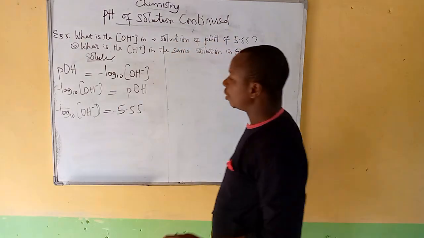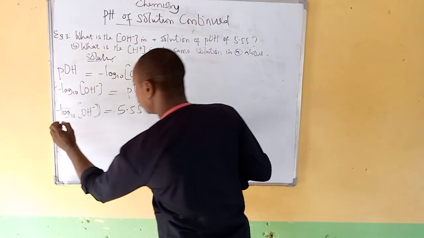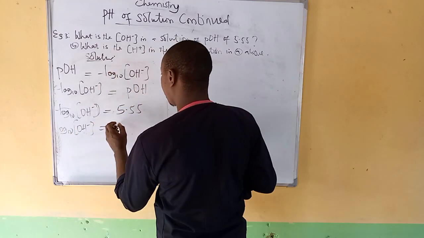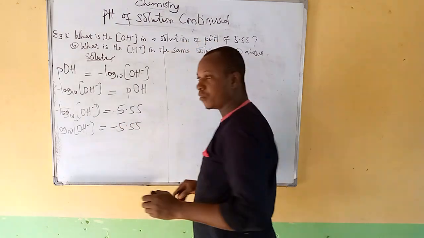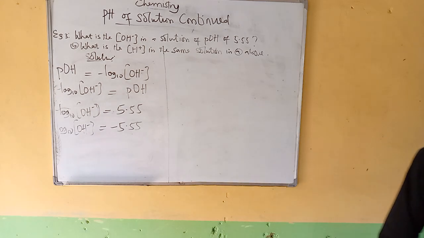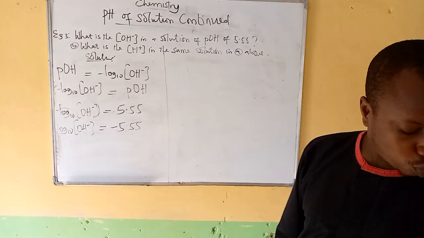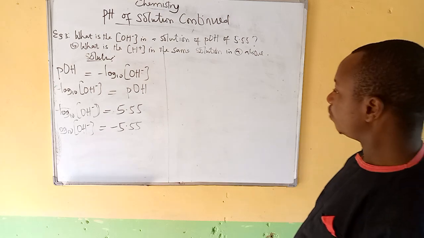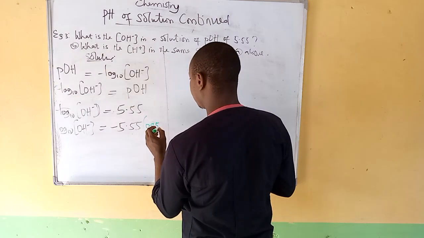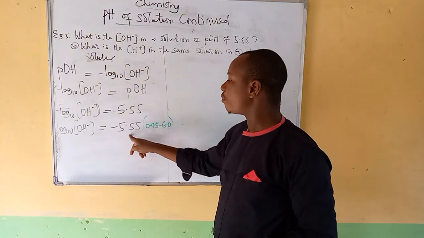5.55. Okay? We can decide to multiply both sides by negative so that this negative here will go up. So this thing becomes log of this equals minus 5.55. Don't forget the way we always do it. We are going to split minus 5.55 into 2 in order to get what we need. And if your calculator is working very fine, if you split this into 2, it will give us something like 0.45 minus 6.0. If you try it in your calculator, you get minus 5.55.